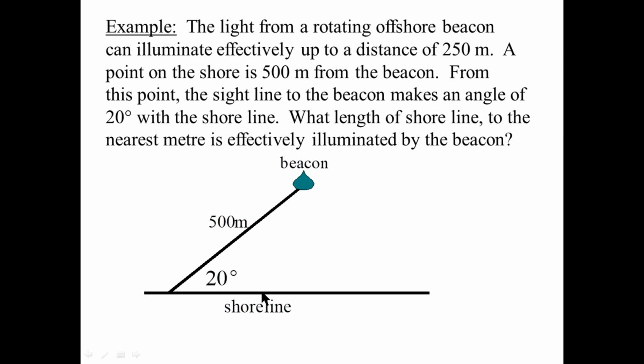However, there is some point along this shoreline where the beacon will illuminate. And so let's draw a line to that. And we know that that's 250 meters away. And along the shoreline at some point, it becomes 250 meters again, beyond which the beacon does not effectively illuminate. And so we have a diagram that looks like this.